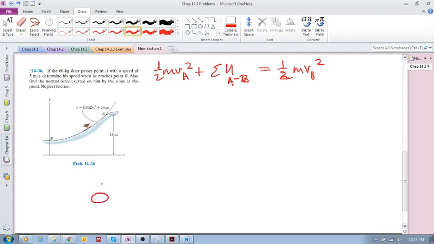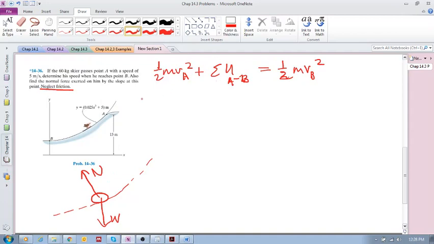Remember, this second term here is the work done by the forces on the particle as the particle moves from 1 to 2, or from A to B. So what are all the forces acting on the skier? Well, we've got the normal force acting there, and we have weight acting straight down. Those are the only two forces. We're not considering friction, since it says neglect friction. So in this second term, the only two forces that could do work are these two forces. We'll get back to that in a second.